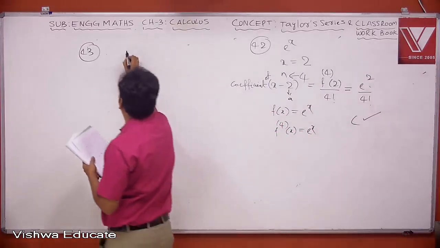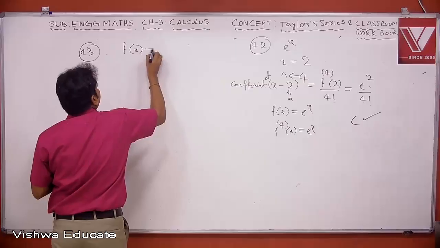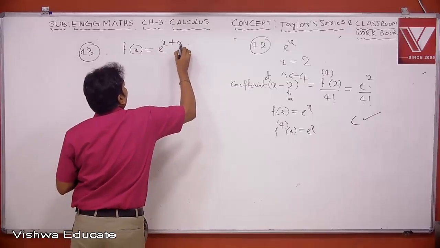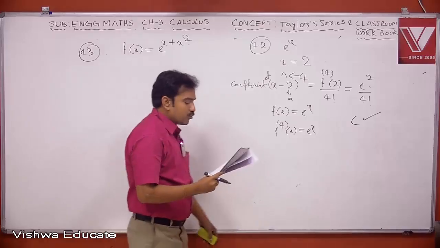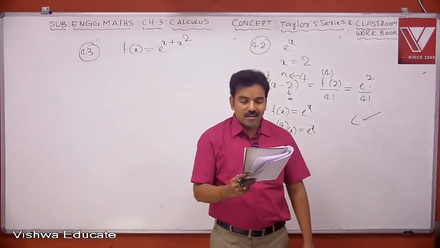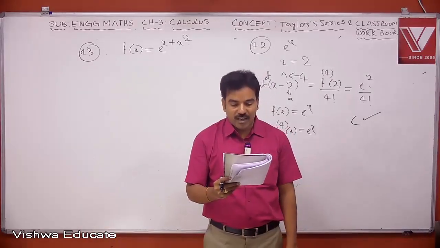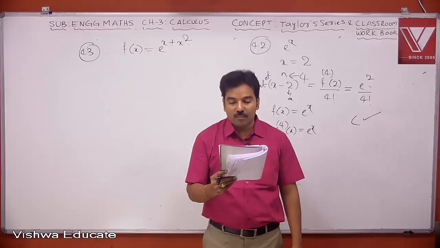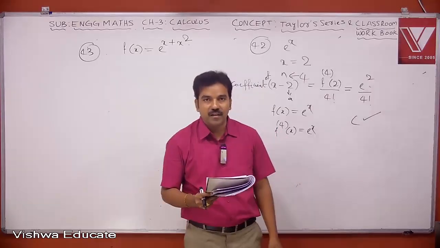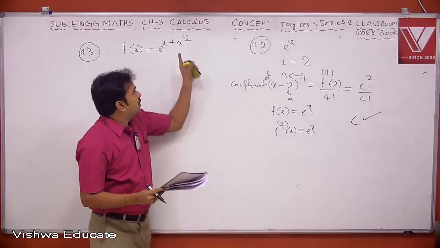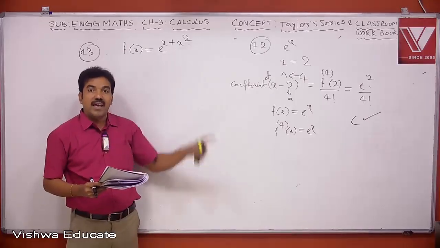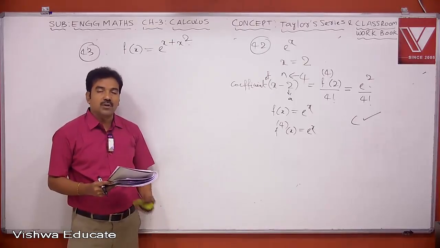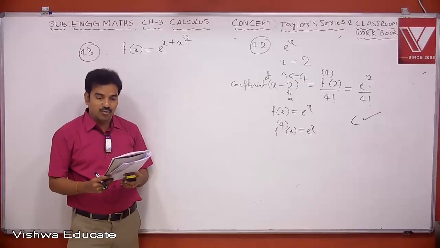Next, f of x equals e power (x plus x square), where x is real. Then they asked, choose the Taylor series approximation of f of x around x equal to 0, which includes all powers of x less than or equal to 3. So they were asking for the Taylor series approximation of f of x equal to e power (x plus x square), around x equal to 0, which includes all powers less than or equal to 3.